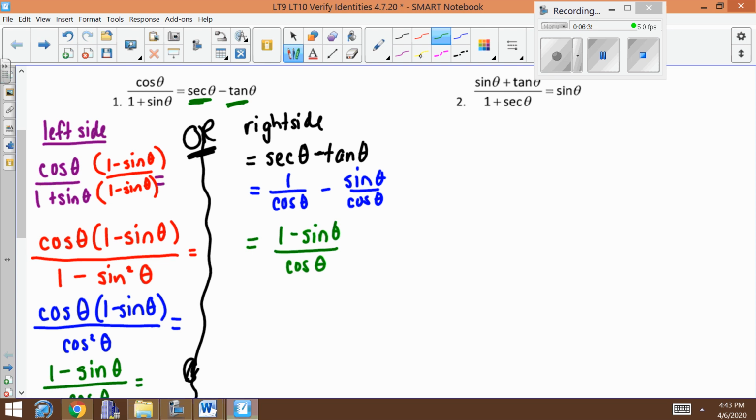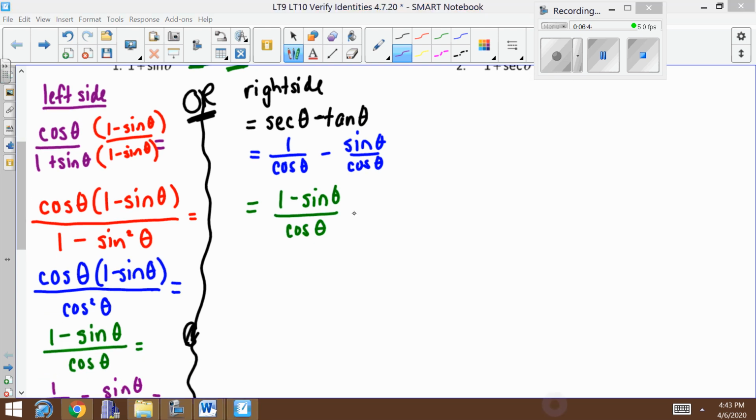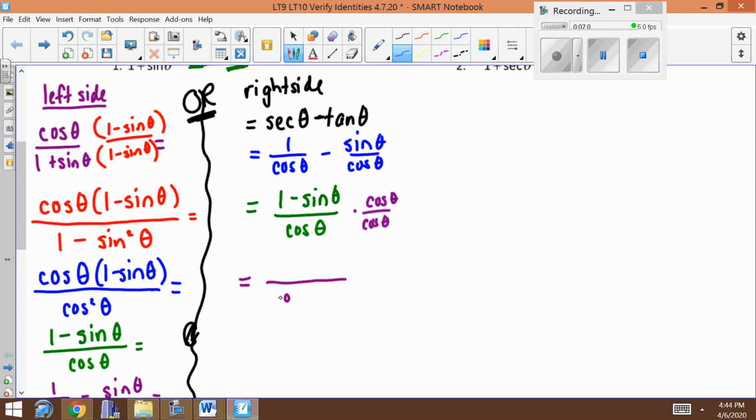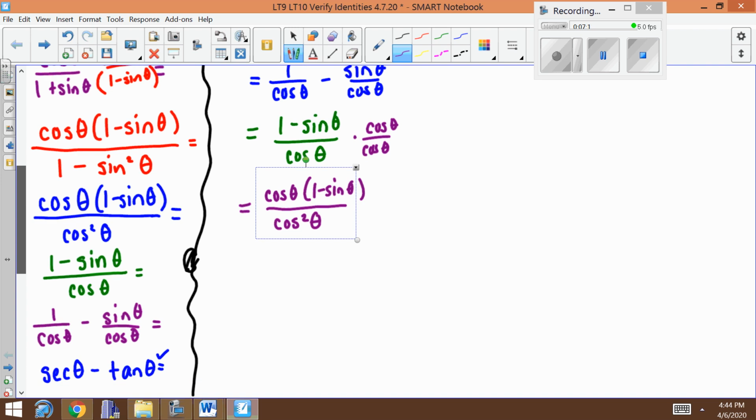Again, there are a lot of times different things that you could do. Just to be a little different on this one, I'm going to multiply numerator and denominator by the cosine. Again, you could absolutely also multiply numerator and denominator by 1 plus the sine of theta. That's actually a pretty easy way to go through it as well. But just to show you something different, what that does for us here is give us the cosine squared in our denominator, and in our numerator we have the cosine times 1 minus the sine.